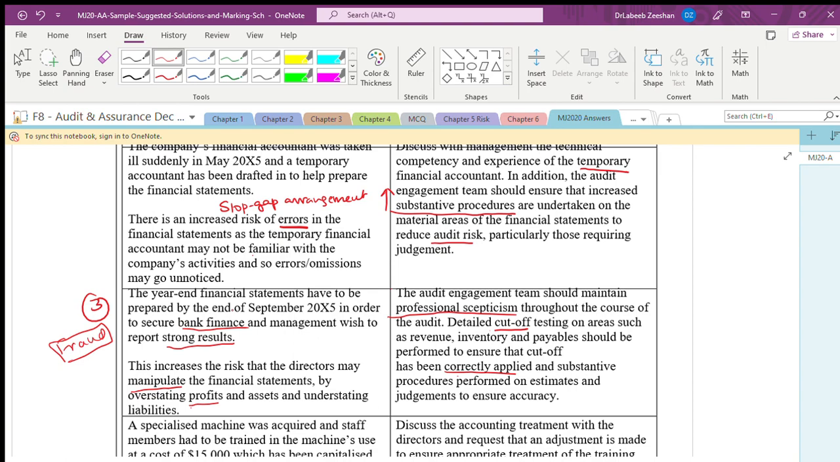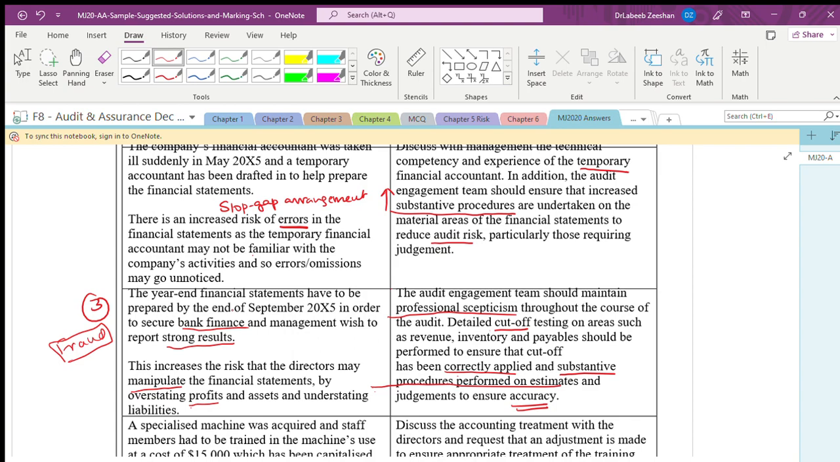And subsequently, we are not talking about any substantive procedure, but you have to write substantive procedures performed on estimates and judgments to ensure what? To ensure the accuracy. Got my point? See, that is what the directors want. The directors want the financial statements to be done early, and it has to show strong results. Is it right?